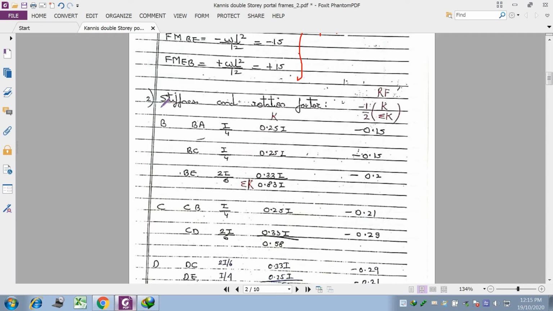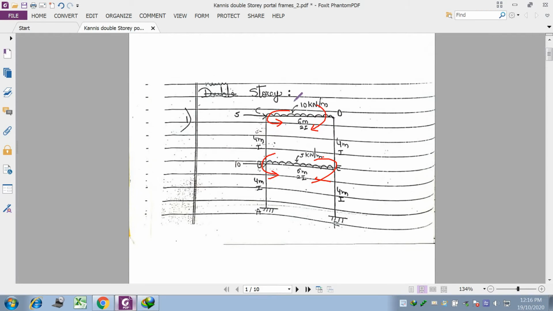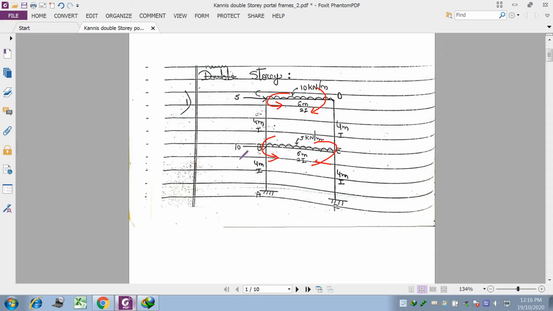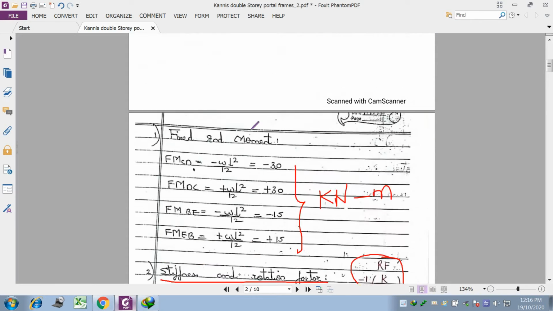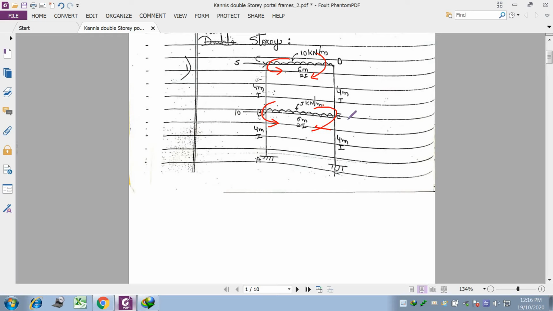Okay, next is the calculation of stiffness and rotation factor. We know that the formula for rotation factor is minus half K divided by summation of K. So let us see how many joints are there. So there are 1, 2, 3 and 4. 4 joints are there, and under these joints the stiffness and rotation factor for the respective members are to be calculated. Let us go in alphabetical order or clockwise. So let us consider joint B first. Under joint B, 3 members are connected. First is BA as a column member, then BE as a beam member, and BC as a column member.